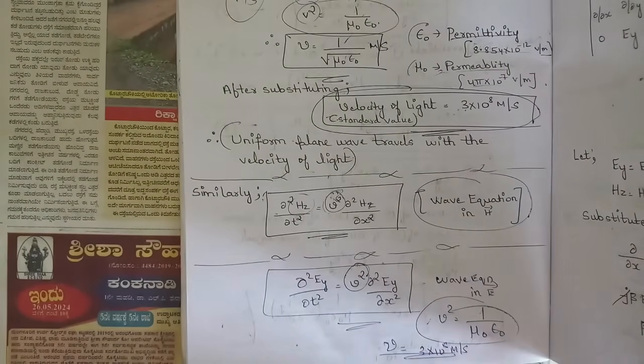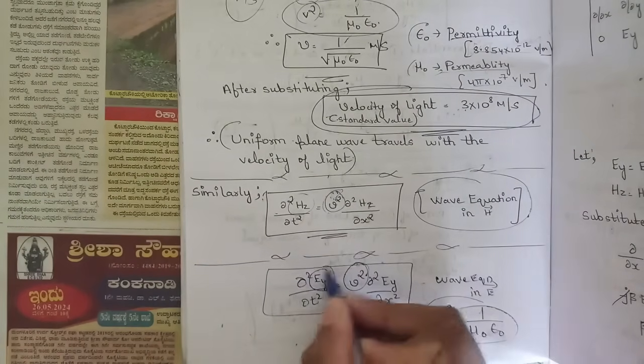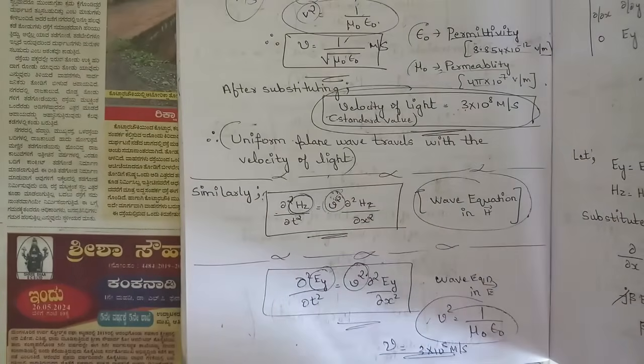So that's all. One more derivation we are going to see is the intrinsic impedance, that is, the relationship between this Ey and Hz in free space. What is the relationship, and what are the expressions you are going to get? Let's see that as well.